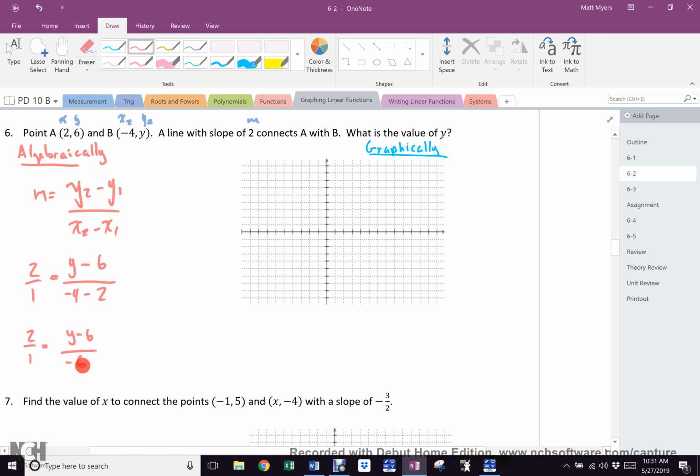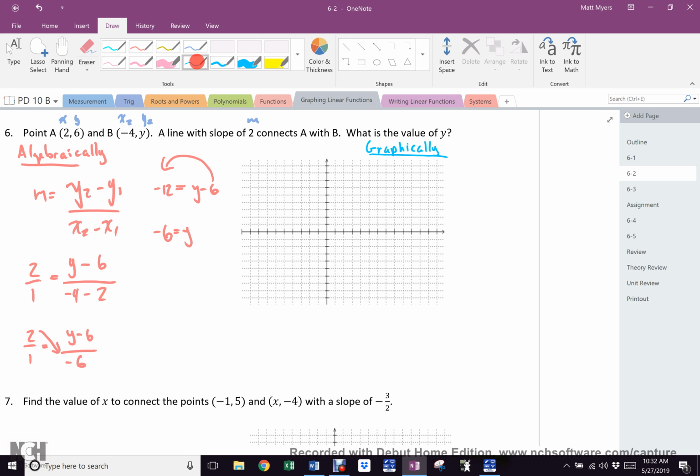Negative 6. How do I solve fraction equals fraction? Always. We call it cross multiplying. So 2 times negative 6 is what? Negative 12 equals y minus 6. What's my job whenever I get it to there? Isolate y. So if I move that 6, is y cool? What happens to that negative 6 when he hops over here? He becomes positive 6. 6 minus 12 is? Negative 6 equals y. Is that a y? So what's the answer? Negative 6. Everybody cool with algebra?